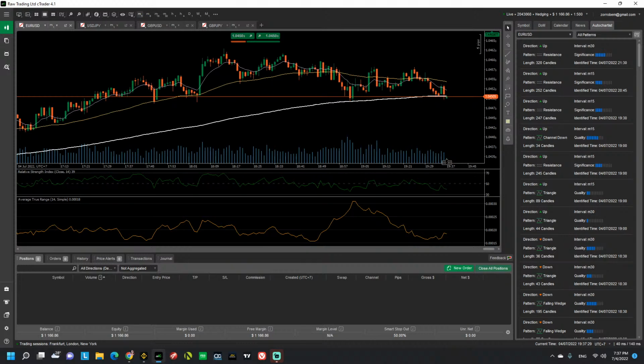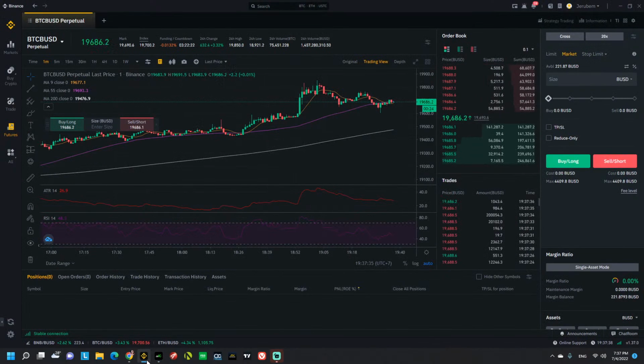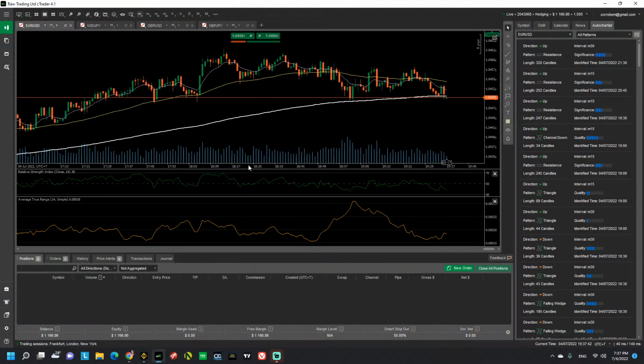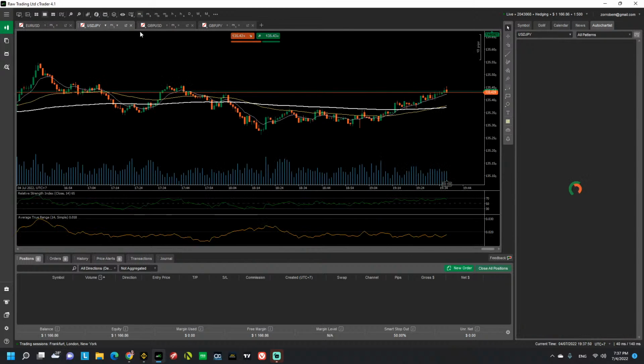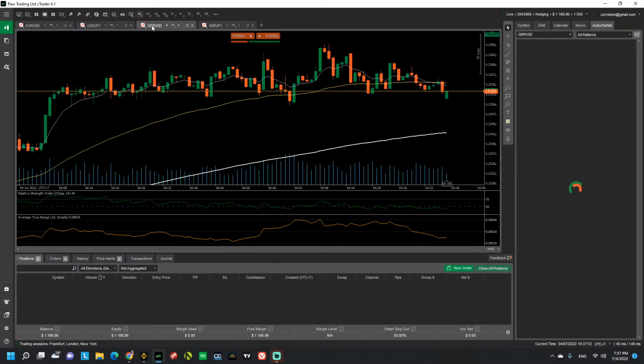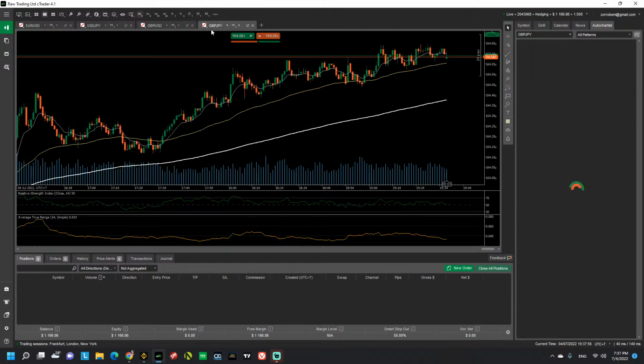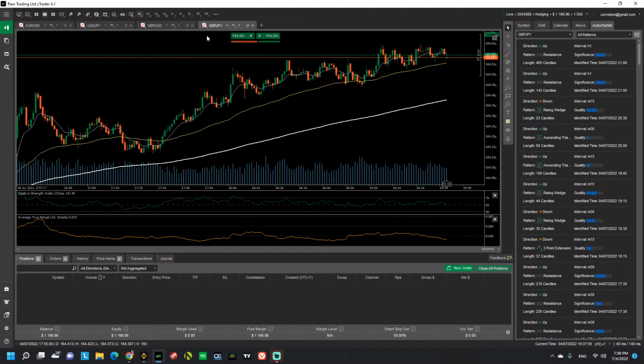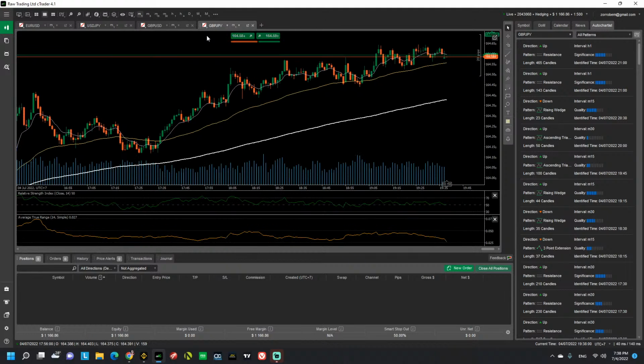So, I'll be using cTrader, also looking at Binance for crypto, looking at Bitcoin USD, and for Forex, I'll be going through these four pairs. It's Euro USD, USD Yen, Pound USD, and Pound Yen. So I will see if there are any opportunities here.